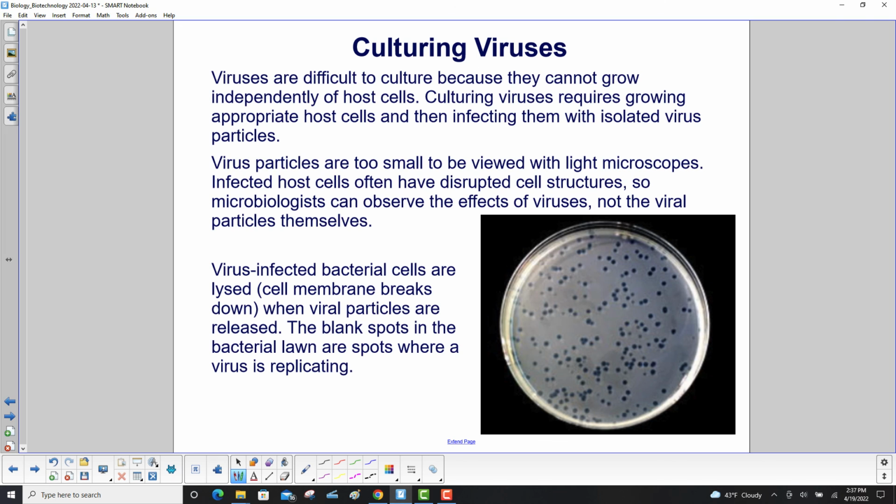Viruses are difficult to culture because they cannot grow independently of host cells. Culturing viruses requires growing appropriate host cells and then infecting them with isolated virus particles. Virus particles are too small to be viewed with light microscopes. Infected host cells often have disrupted cell structures, so microbiologists can observe the effect of viruses, not the viral particles themselves. Virus-infected bacterial cells are lysed. That means their cell membrane is broken down when viral particles are released. The blank spots in the bacterial lawn are spots where a virus is replicating.